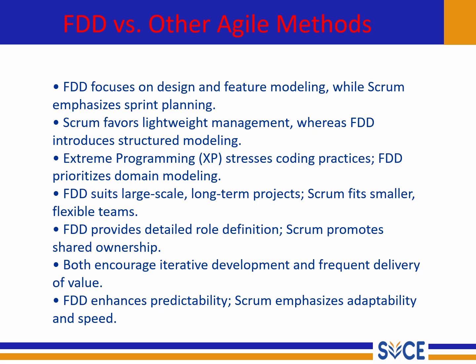FDD focuses on design and feature modeling, while Scrum emphasizes sprint planning. Scrum favors lightweight management, whereas FDD introduces structured modeling. Extreme programming stresses coding practices. FDD prioritizes domain modeling. FDD suits large-scale, long-term projects. Scrum fits small and flexible teams.